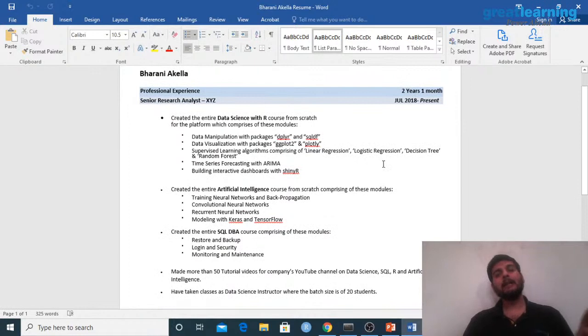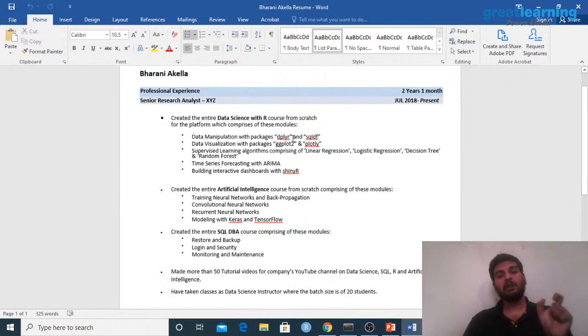And here I write down everything in detail. So as you see, I have described each course that I had worked on in detail. So when I say that I've created this data science with R course, I list down everything that I've done. So here I've listed down that I have created a module called data manipulation, and here I've worked with packages called dplyr and SQLDF.